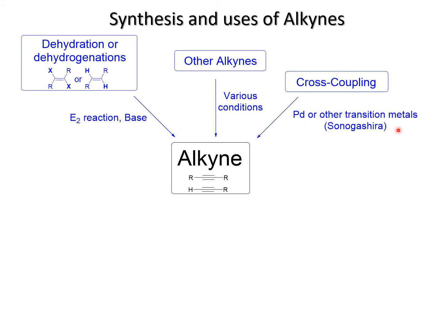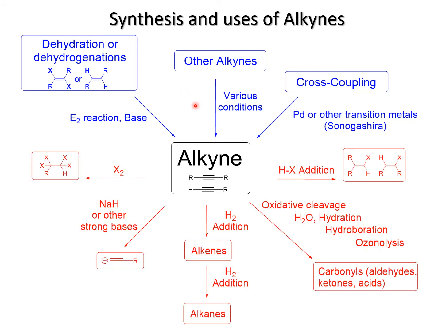We can also produce alkynes by cross-coupling reactions. If you remember, we saw the Sonogashira in the first part of this course. But generally speaking, the alkynes are produced in the presence of other alkynes using various conditions. How can we use alkynes?